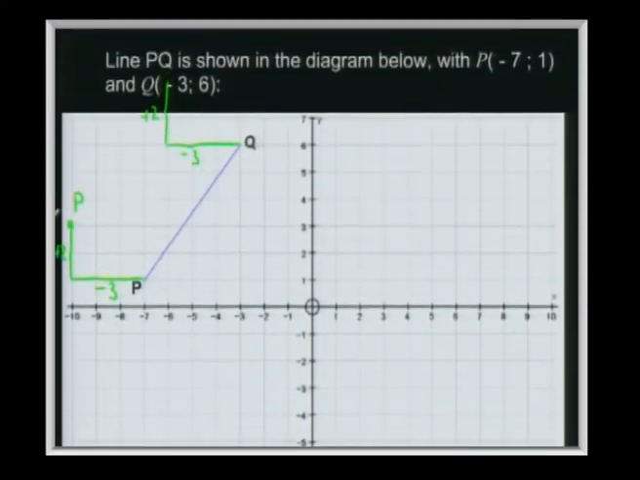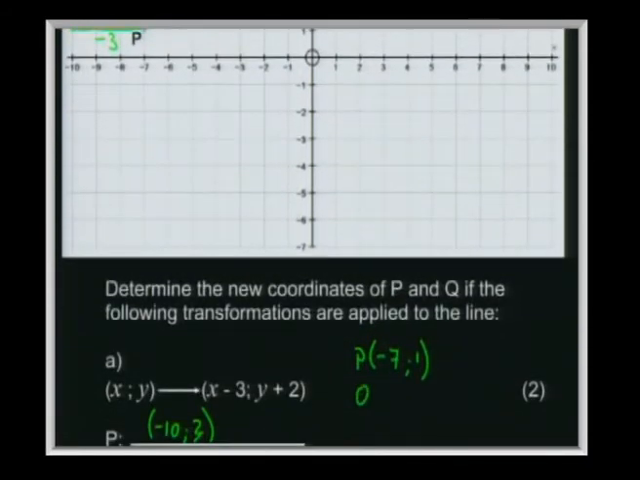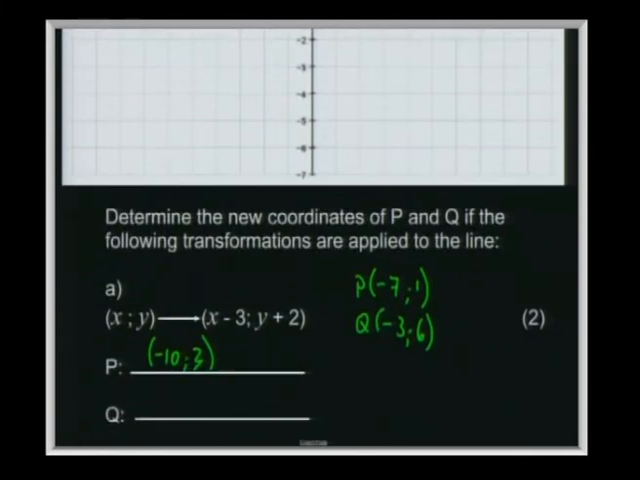Have a look at Q. What was Q originally? Minus 3, 6. And all we're going to do is subtract 3 from that. So we'll get minus 6. And our y's are going to go up 2. So we'll get 8. So from P minus 7, 1, we do a glide transformation. X's go down 3 and y's go up 2. So it becomes minus 10, 3, and the Q becomes minus 6, 8.